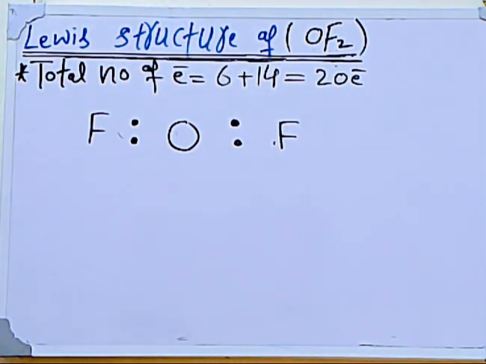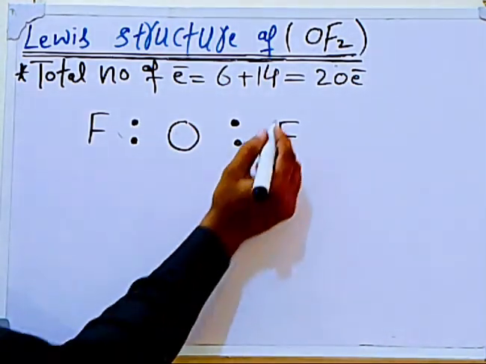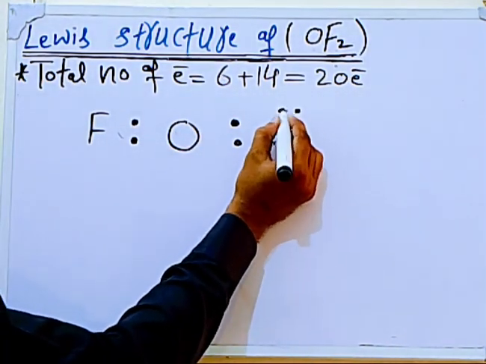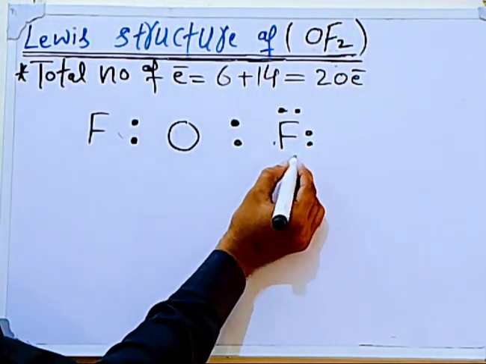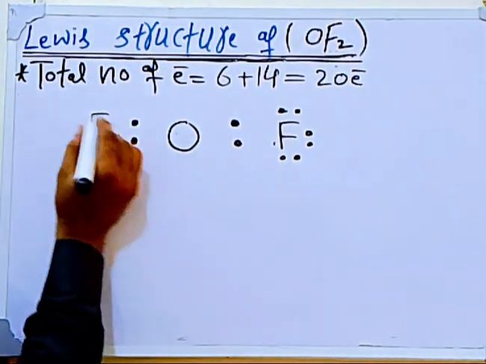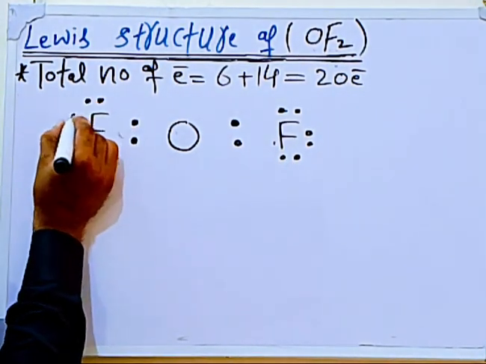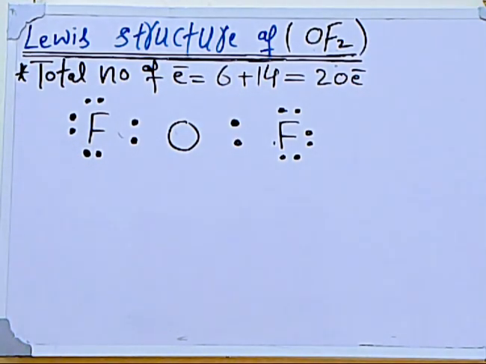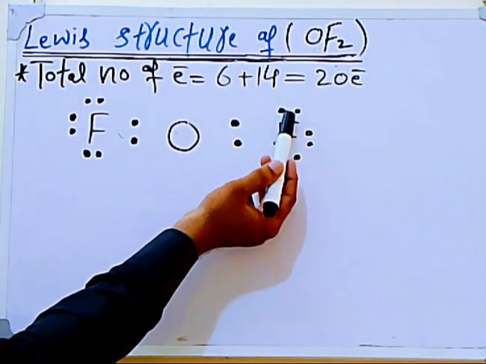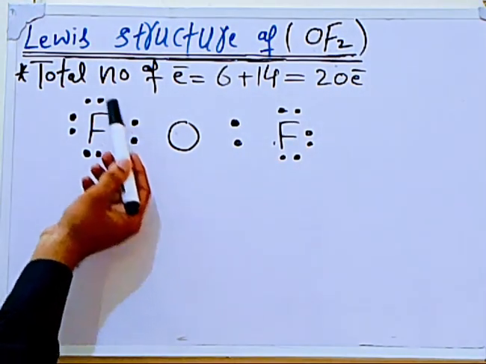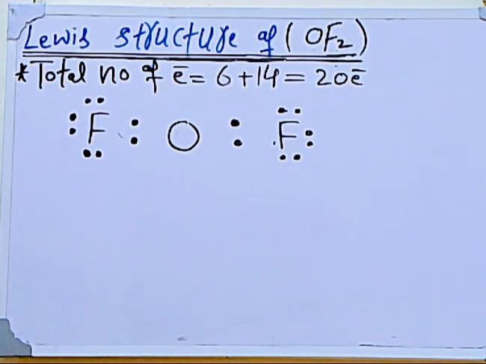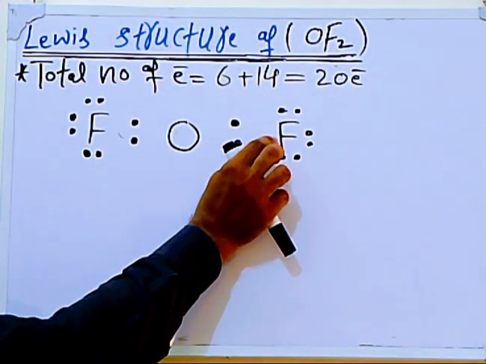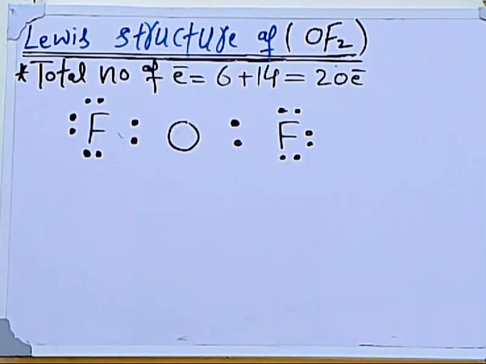Now we complete the octet for the outer atoms. 2, 4, 6, 8, 2, 4, 6, 8. Students, now we count the total number of electrons. 2, 4, 6, 8, 2, 4, 6, 8. So 16 electrons are distributed between one oxygen and two fluorine atoms.